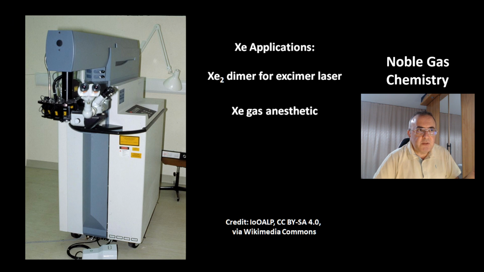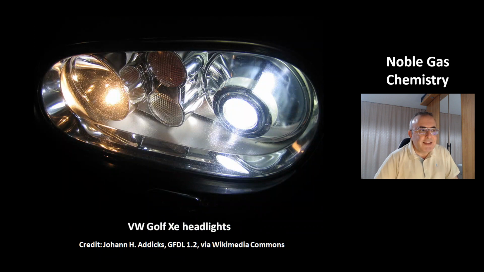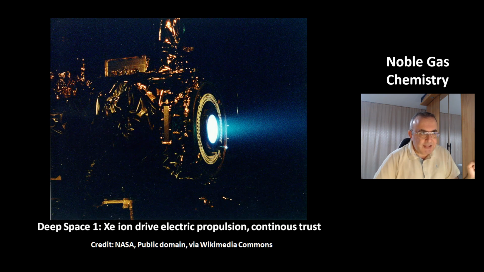These are the applications of xenon. The xenon dimer Xe2 is used for the excimer laser, and xenon gas is used as an anesthetic. These are the xenon headlights of the VW Golf. And this is a picture of the spacecraft Deep Space One, which used a xenon ion drive for electric propulsion.